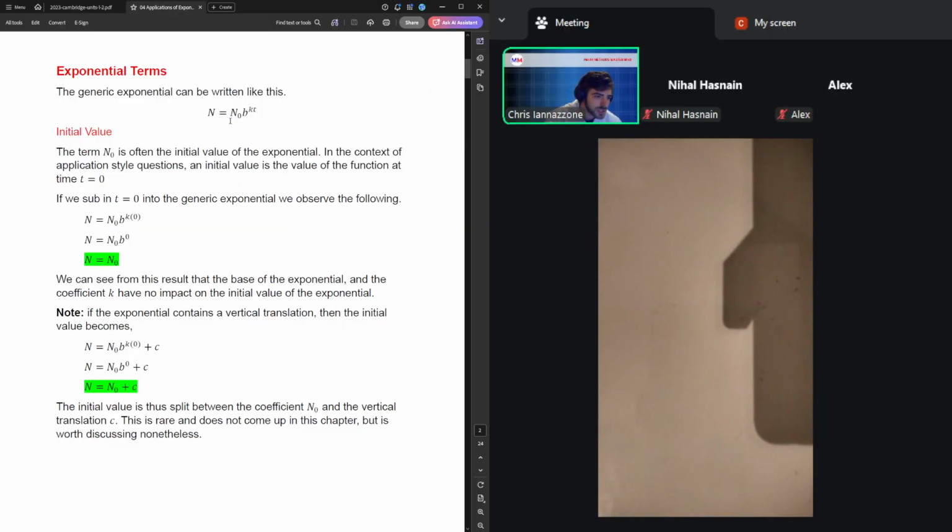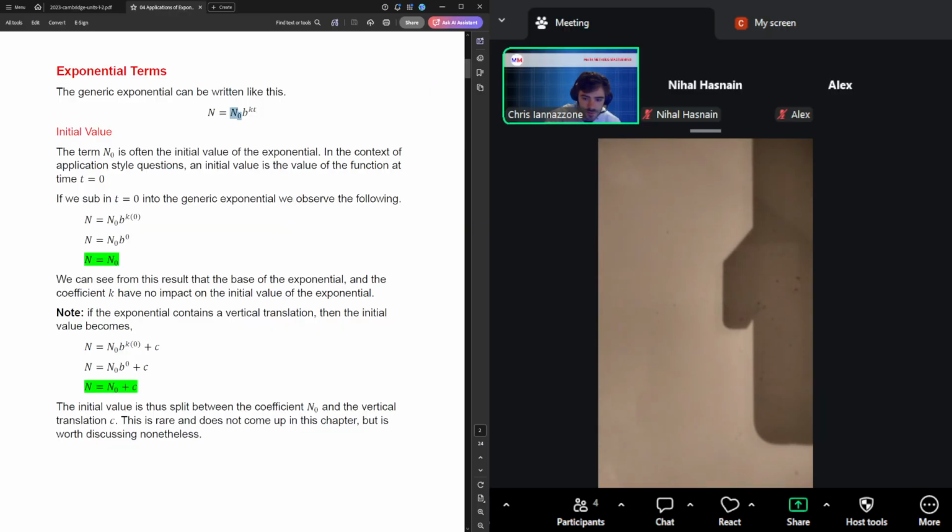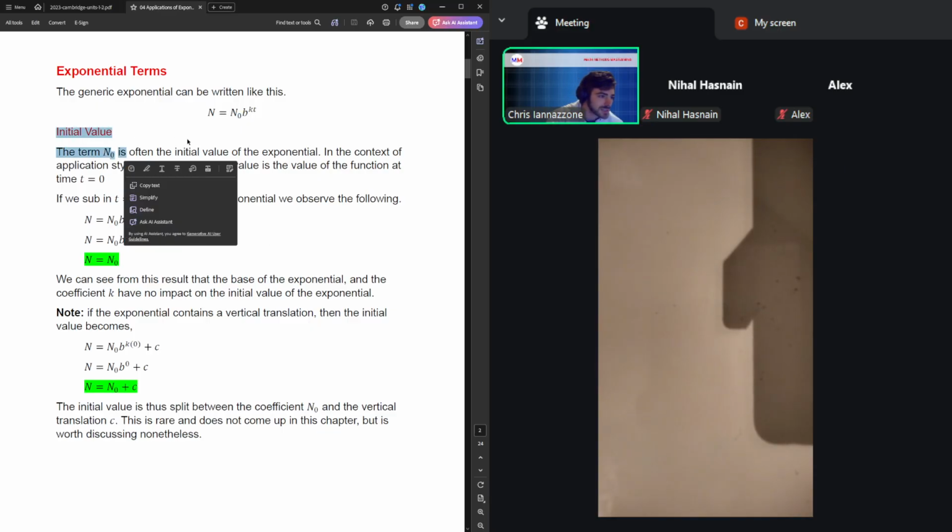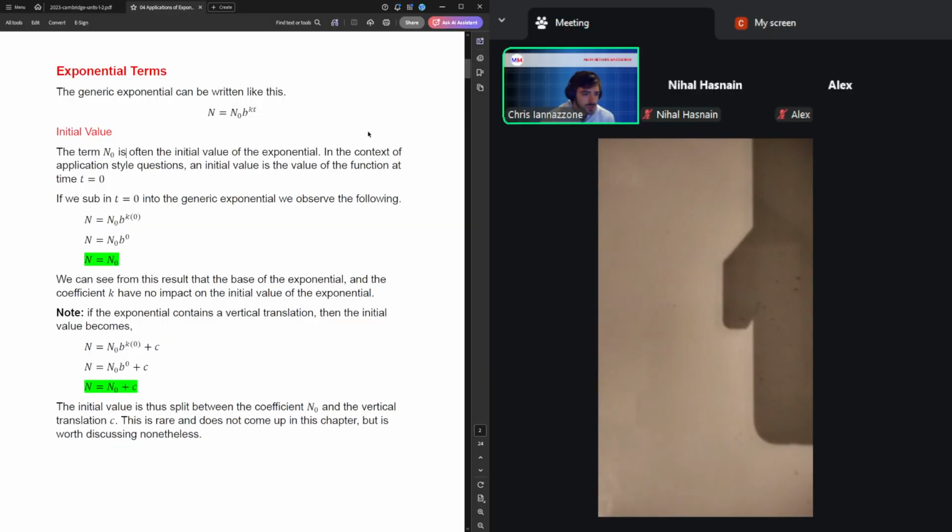So first up, the coefficient at the front, N naught, is typically referred to as the initial value of the exponential. The reason why it's often referred to as the initial value of the exponential is because the initial value of any function in a scenario is typically going to be found by figuring out what is the value when time t is equal to 0. Right? Initial. No time has elapsed, it's the start of the experiment, it's the start of the scenario.